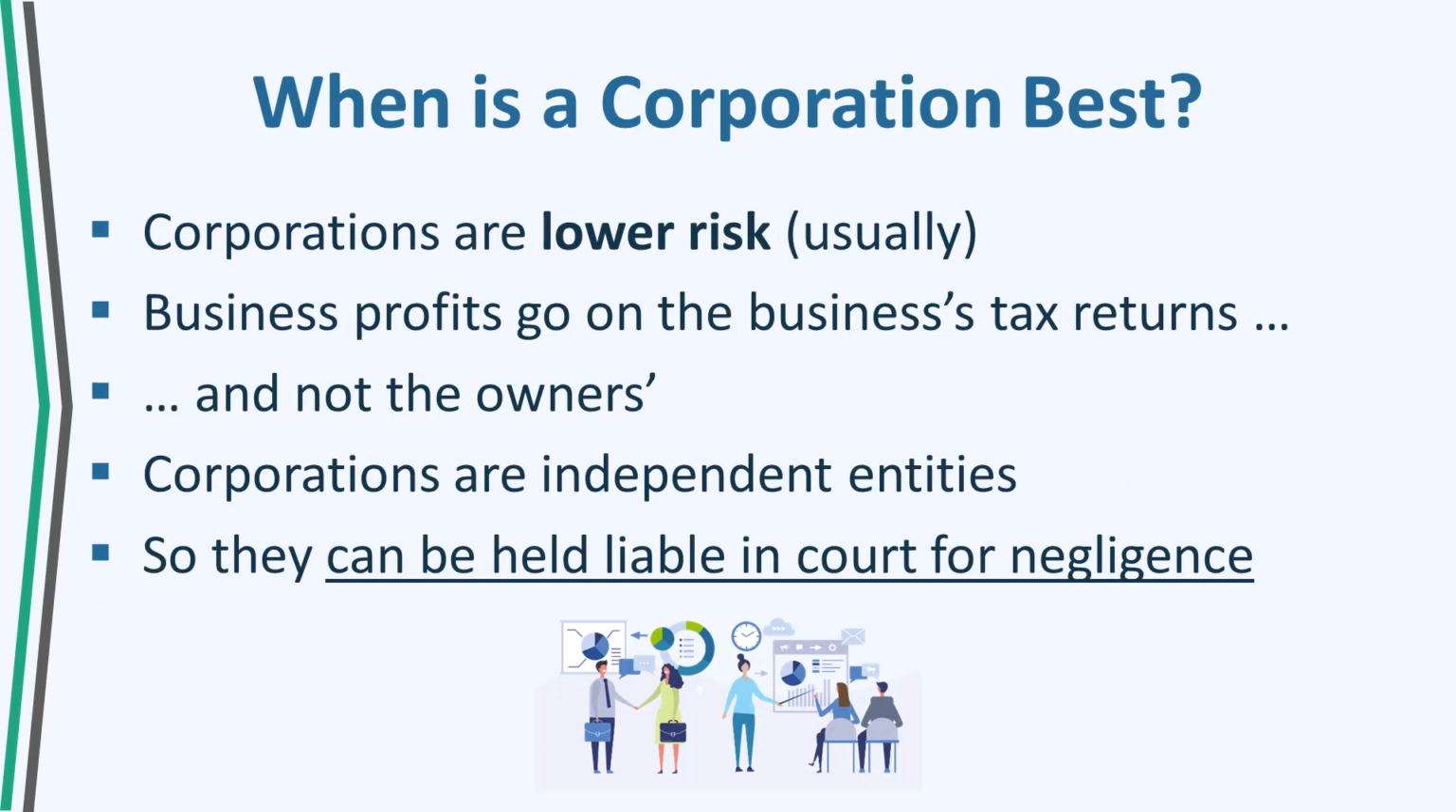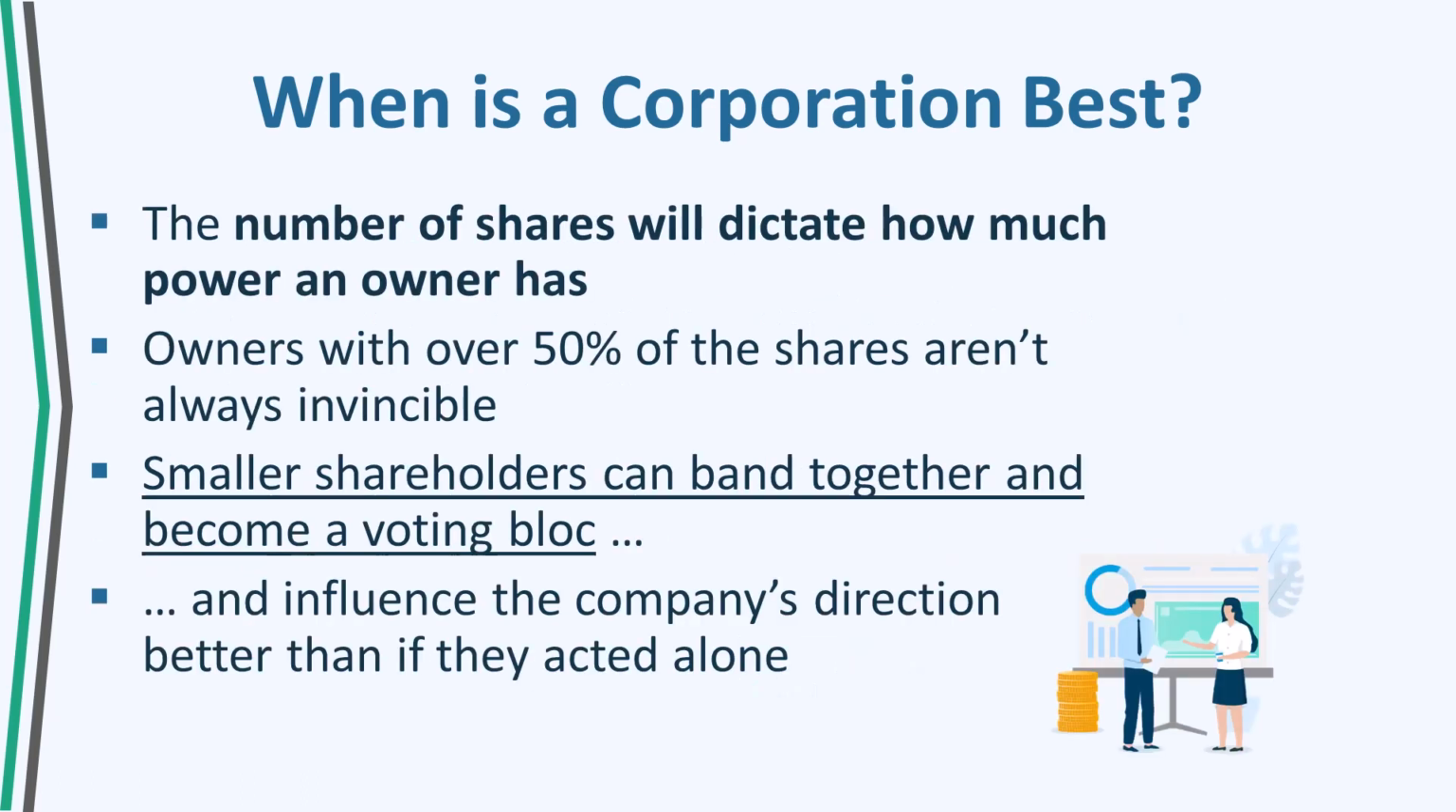When is a corporation best? Corporations are lower risk, usually, and business profits go on the business's tax returns and not the owner's. Corporations are independent entities, so they can be held liable in court for negligence. When is an S corporation best? The number of shares will dictate how much power an owner has. Owners with over 50% of the shares aren't always invincible.